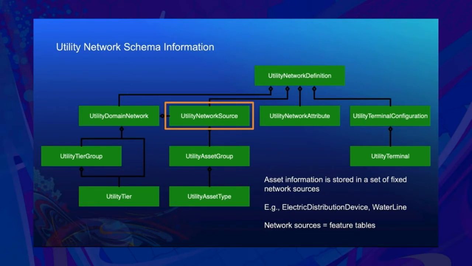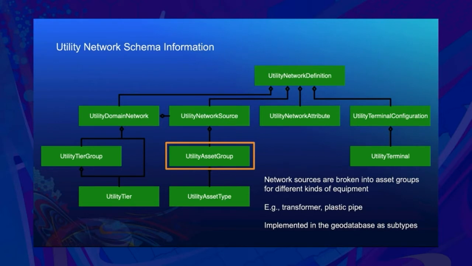Now these correspond to feature tables in the database, and when I say fixed, there is a specific set of network sources for each domain network. Now that sounds a little restrictive, but the way we work around that is that network sources are broken down into different asset groups for the different kinds of equipment. So for example, transformers, switches, and fuses are all different asset groups within one network source. Plastic pipe would be another good example of an asset group. So in the geodatabase, these are implemented as subtypes.